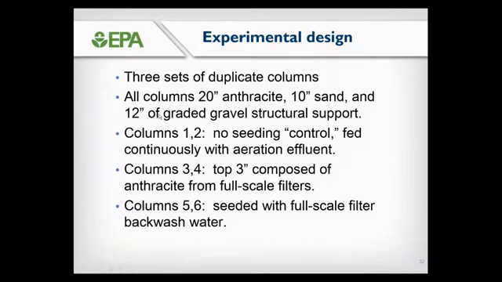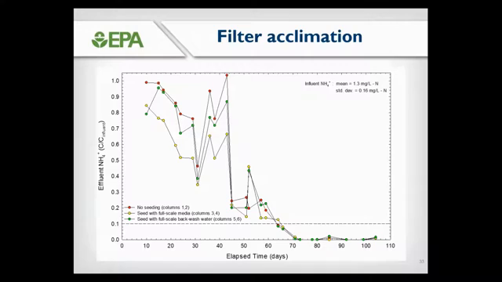In acclimation scenario 1, we used virgin media. In acclimation scenario 2, the top 3 inches of the pilot-scale units were composed of anthracite from the full-scale filters, and in acclimation scenario 3, these units were seeded with full-scale filter backwash water. In the data slide here, we're looking at effluent ammonia, with the effluent concentration shown as a fraction of the influent concentration.